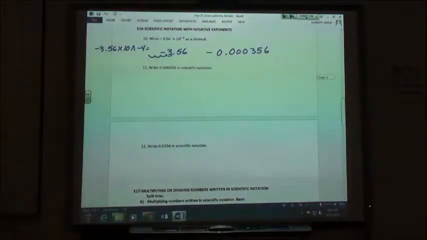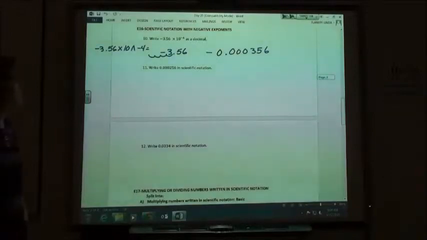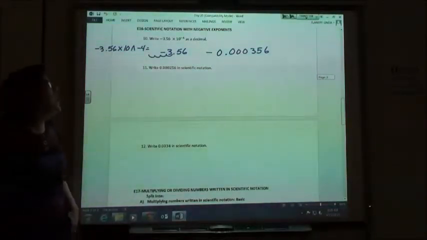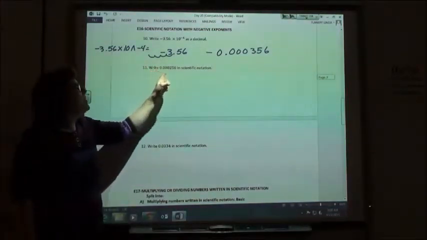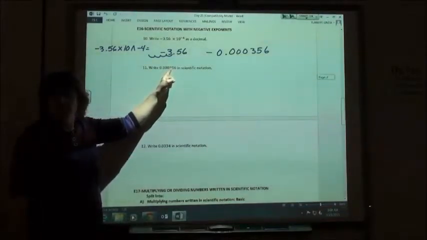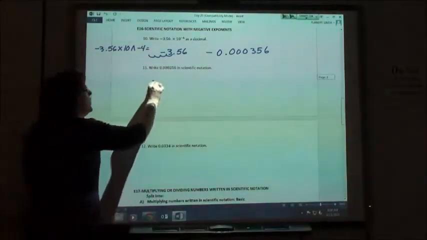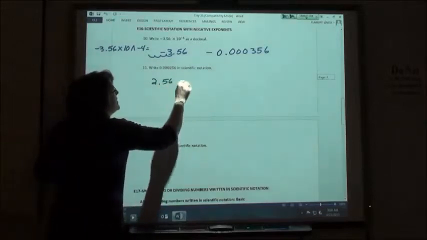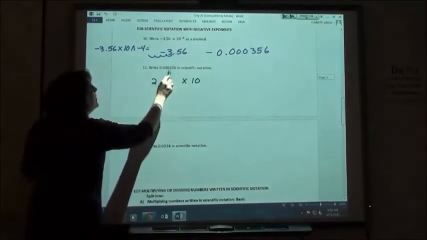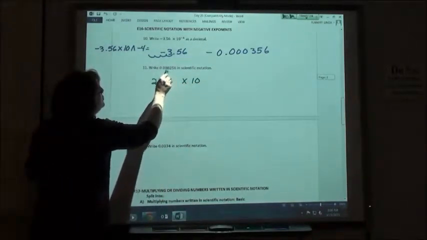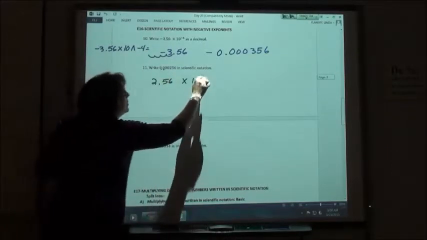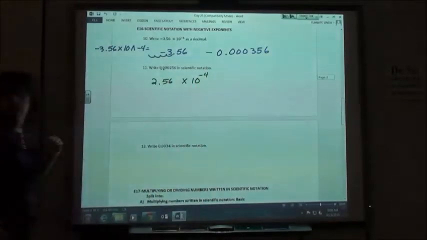So write 0.000256 in scientific notation. Again, you always want your decimal behind the first non-zero digit. So in this case, I'm going to put it behind the 2. 2.56 times 10 to the, and if I moved it there, I'd have to go 1, 2, 3, 4 places backwards. So I have a negative 4 for my exponent.